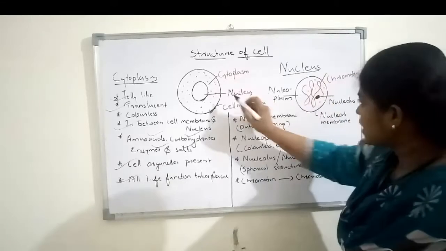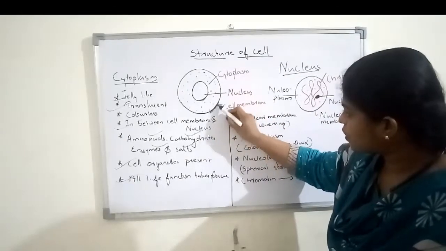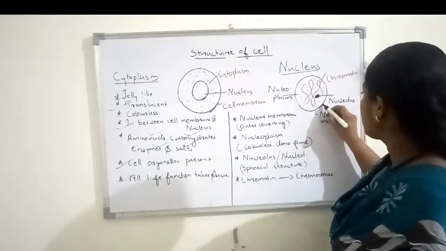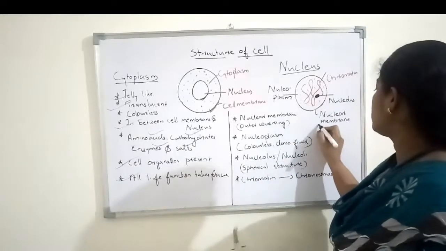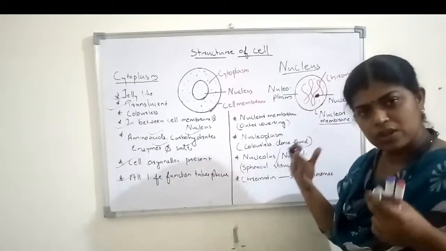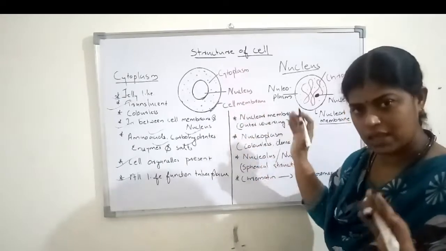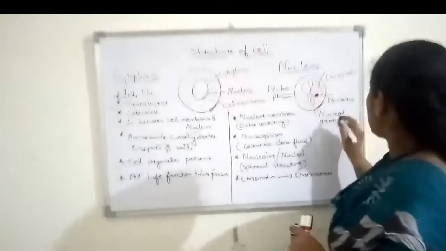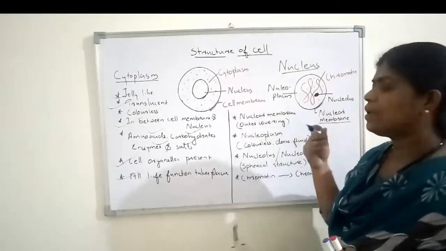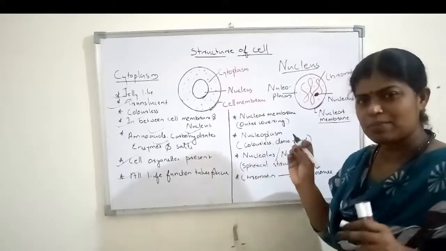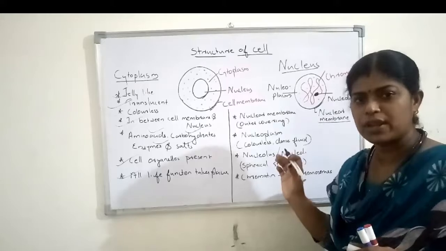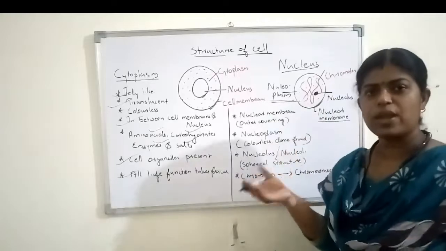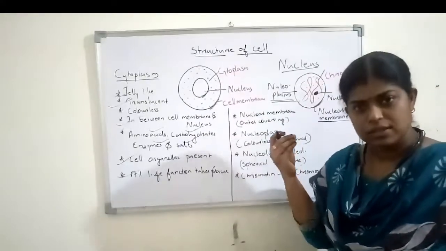And like in the case of the cell, the outer covering of the cell we called the cell membrane. Like that, the outer covering of the nucleus is known as what? Nuclear membrane. And inside the nuclear membrane, a fluid is there. It's a bit dense fluid, and that fluid is known as what? Nucleoplasm.